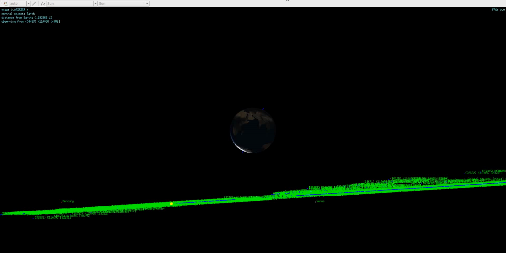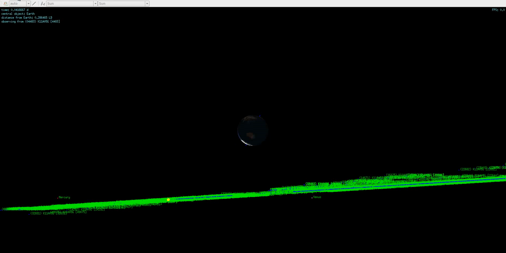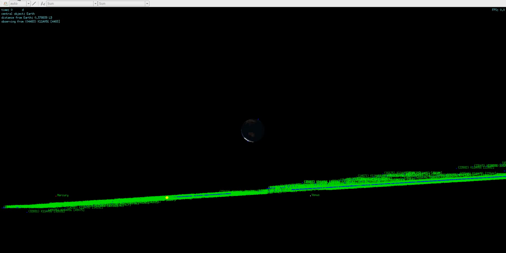There we are. So this is putting the camera at the position of the asteroid. I'm going to back it up here. This is going to be a few hours before impact at midnight on February 5th, 2040. If you were an observer sitting on the asteroid looking at Earth, this is what you would see.